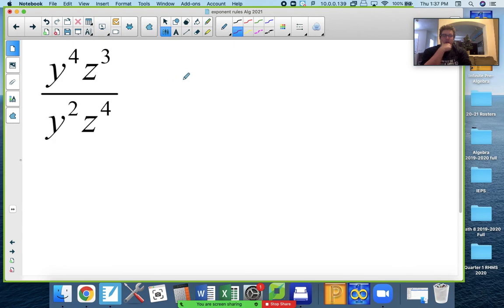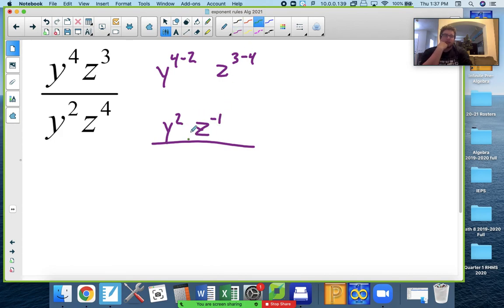So taking a look at our problem here, we have the y's. Y to the 4th minus y squared gives us y squared, still on the top of the fraction. Now with the z's, I take the 3 minus the 4, and we end up getting z to the negative first power. We will never leave a negative exponent. So if it's negative on the top, we move it to the bottom.